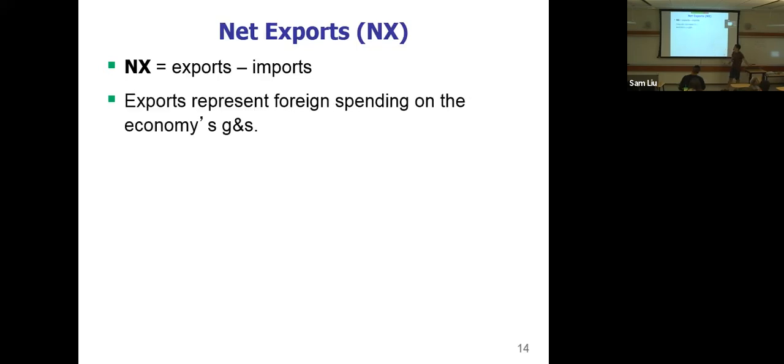This is kind of interesting. The reason why we subtract off imports is because imports are actually counted in consumption, investment, and government spending. So when we break down C, I, and G, we actually don't care whether it's made in America or not made in America. So iPhones are made in China, so technically not an American product. Not that it really matters, but technically it's a Chinese product.